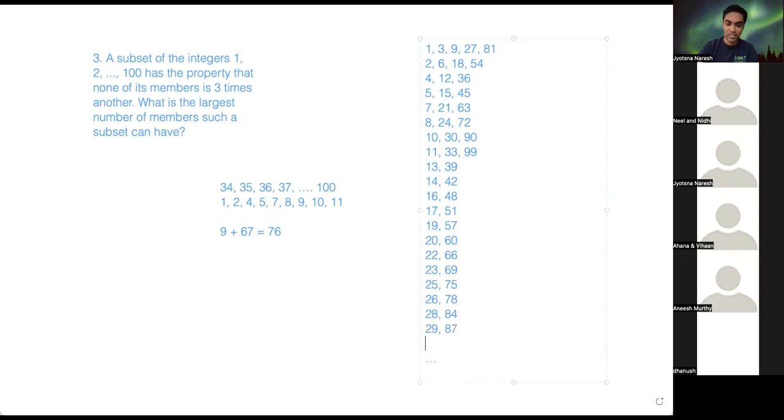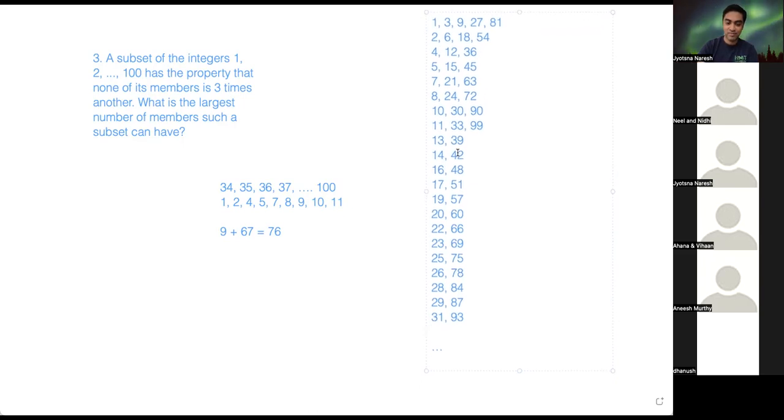87. Good. Next. So we'll stop in a little bit. I just want a few more rows. 31, 92, 91, 93. Good. Next. 32, 96. Good. What's the next row?